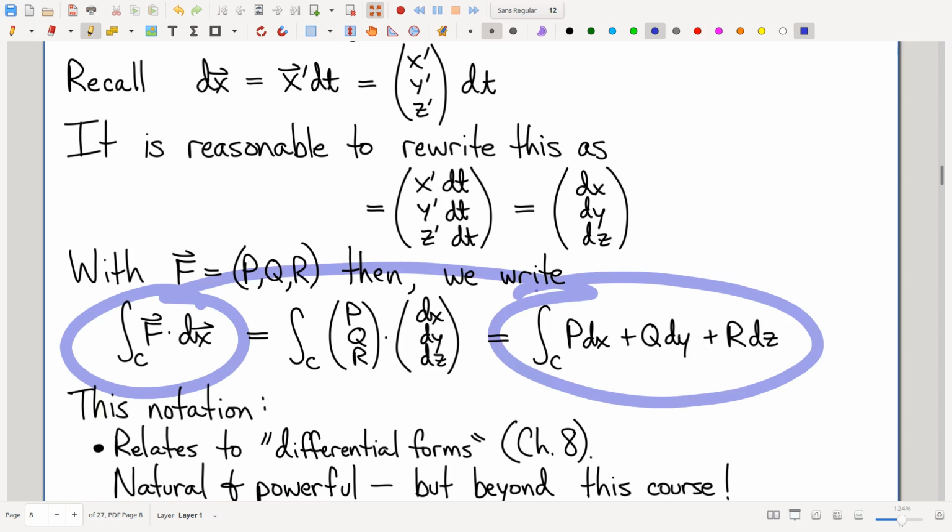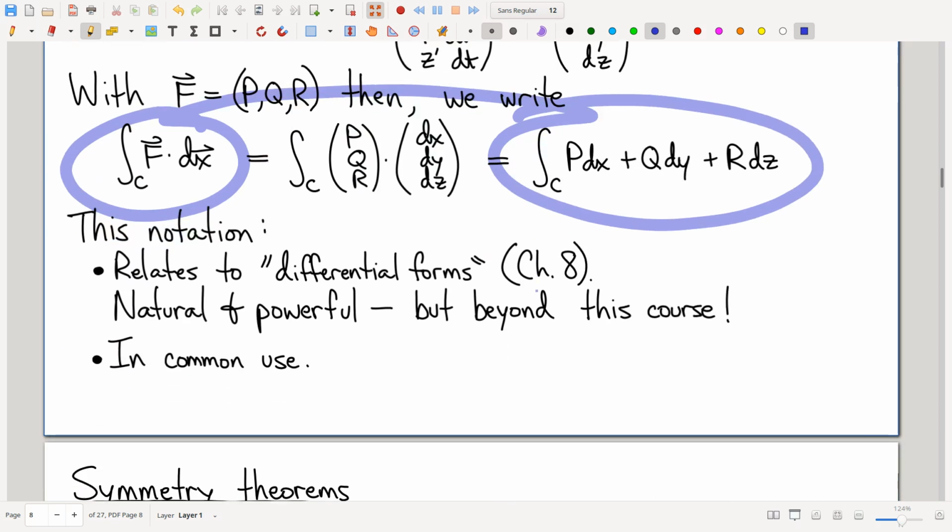Right? If you want to talk about the vector line integral, integral of f dot dx, you could instead write integral P dx plus Q dy plus R dz. Now, I have a suspicion as to what you're probably thinking right now, which is why on earth would I want to do that?